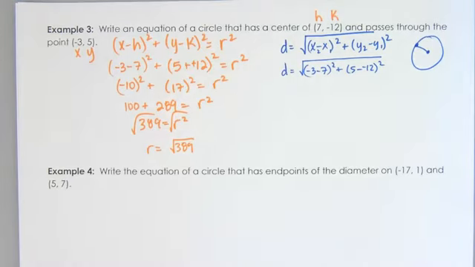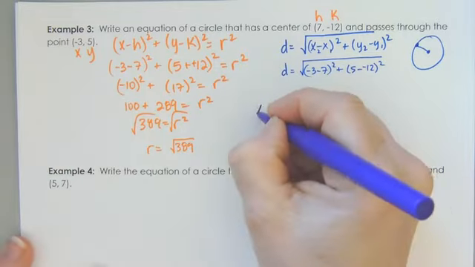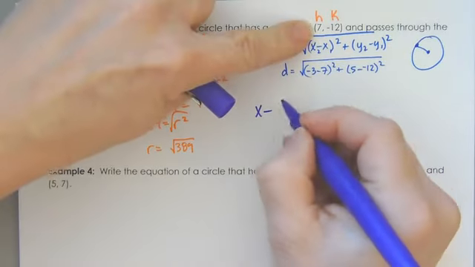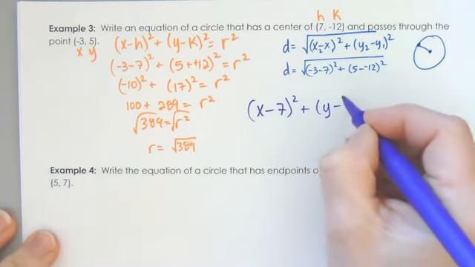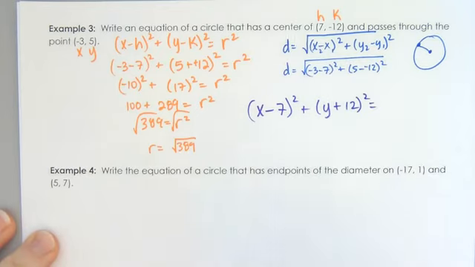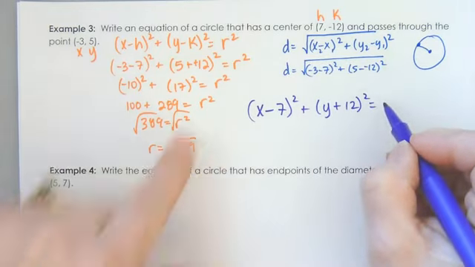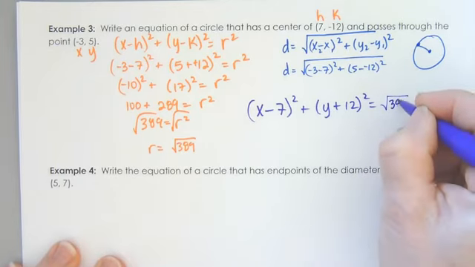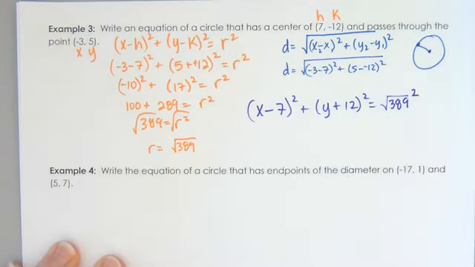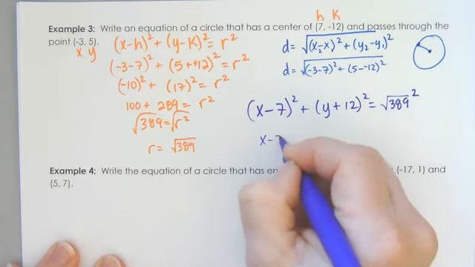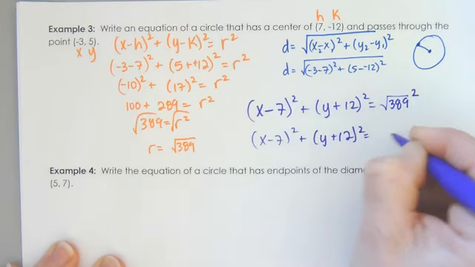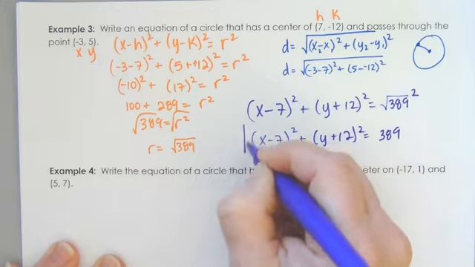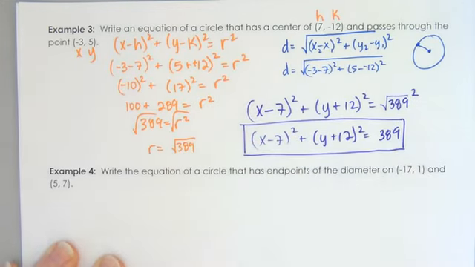I still need to go back now and write the equation of the circle. So my formula is x minus h, which is 7, all of it squared, plus y minus -12, which is going to become a plus, all of it squared, equals, remember it's r squared, so I've got radical 389 is r, but then I'm going to square it. So do you see that that radical and that 2 are just going to cancel each other out, and you're left with x minus 7 squared plus y plus 12 squared is equal to 389. And there's our formula.